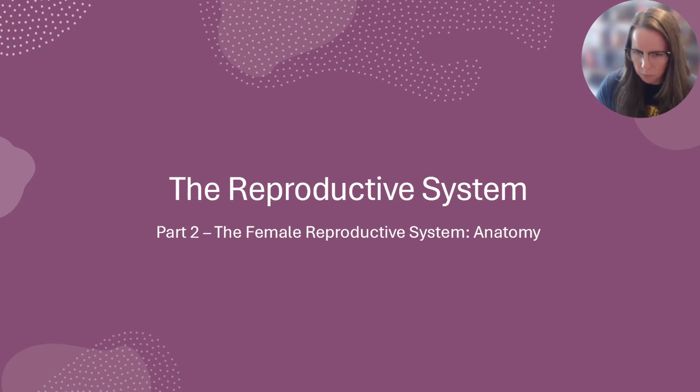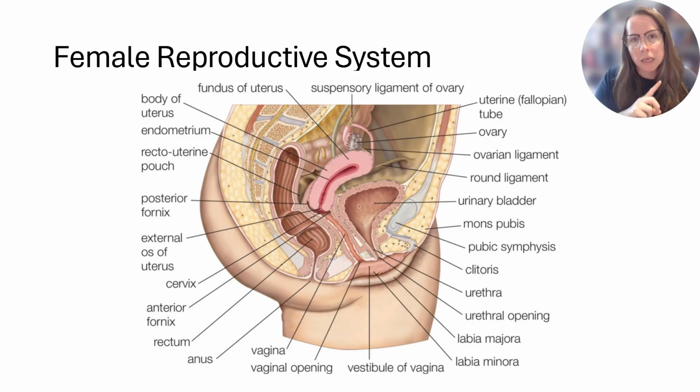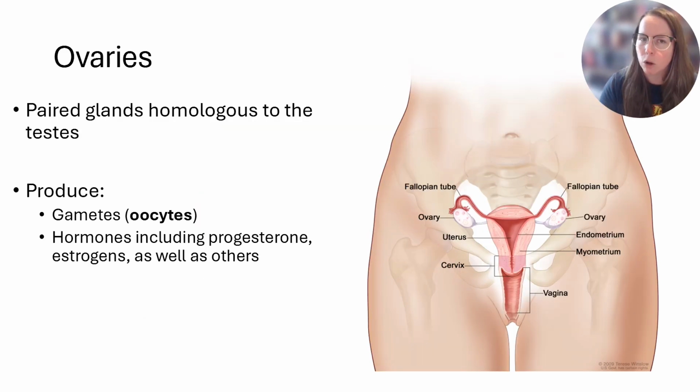So let's get started. Just like in our last video, this is a nice little mid-sagittal view, showing you the orientation of the female reproductive system in comparison to some of the other systems we've looked at, like the digestive and urinary system. It has a lot of different structures we're going to be looking at either directly in this lecture, some that we only talk about more in lab. So let's dive in first with the ovaries.